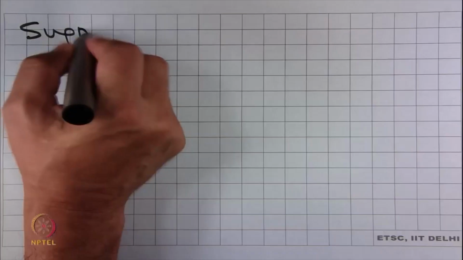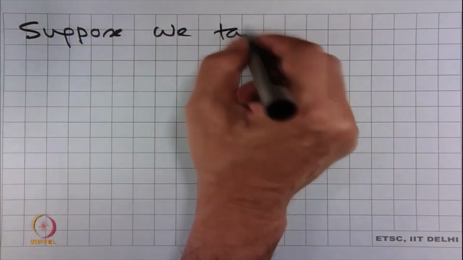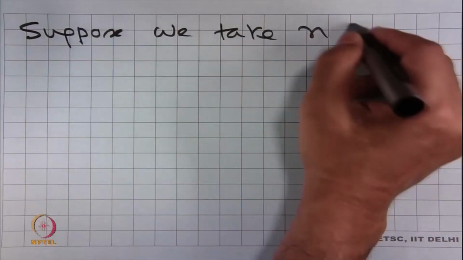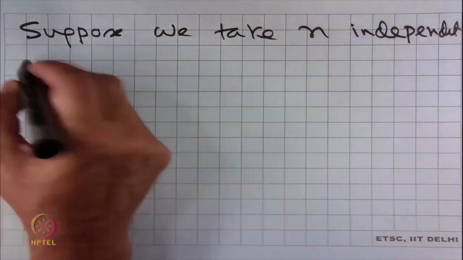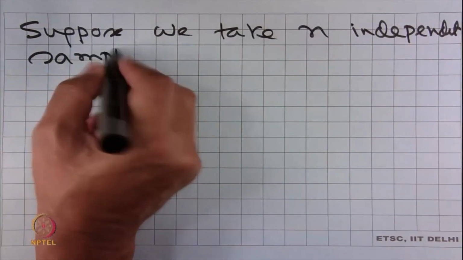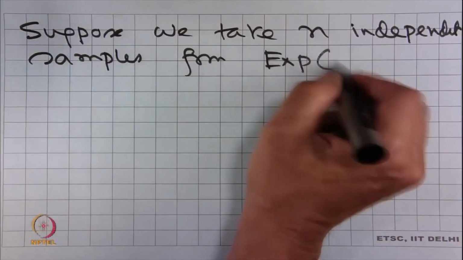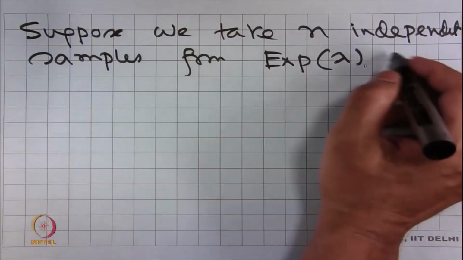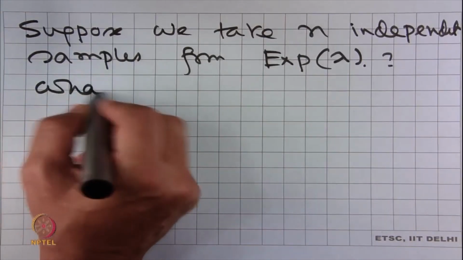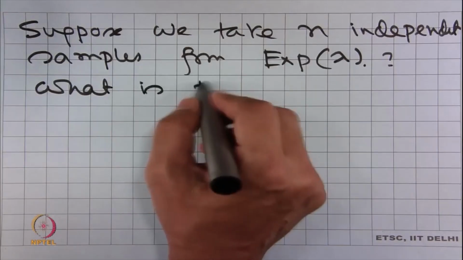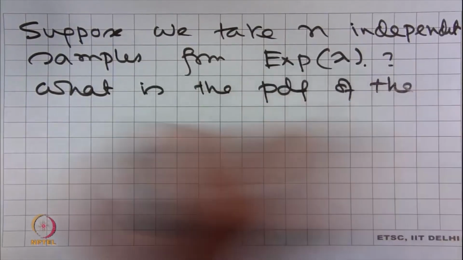Now, suppose we take n independent samples from exponential lambda. What is the PDF of the minimum?